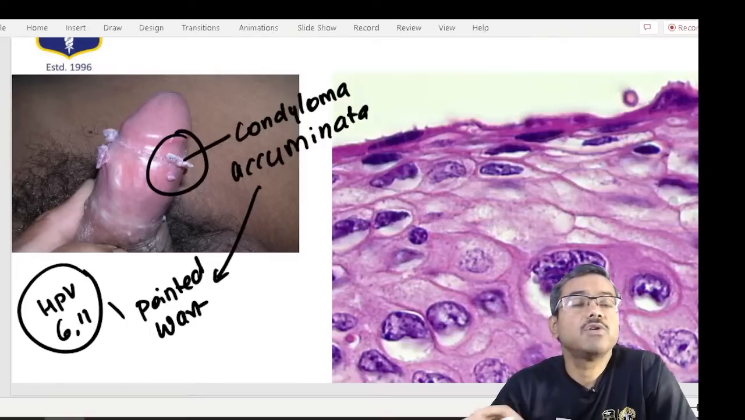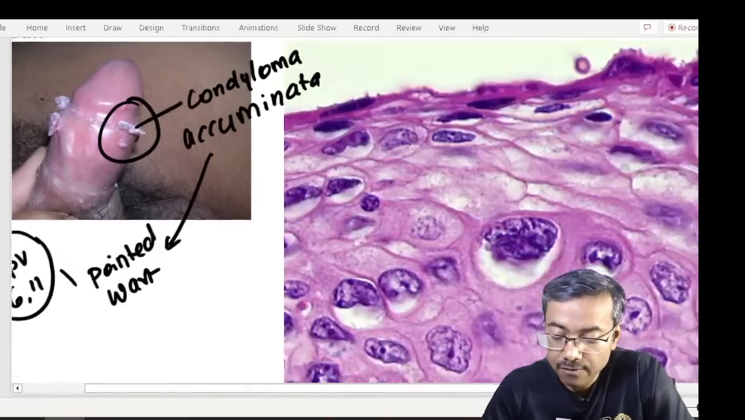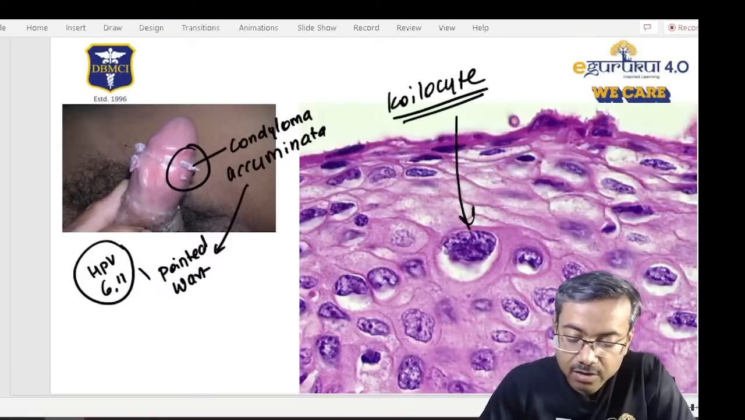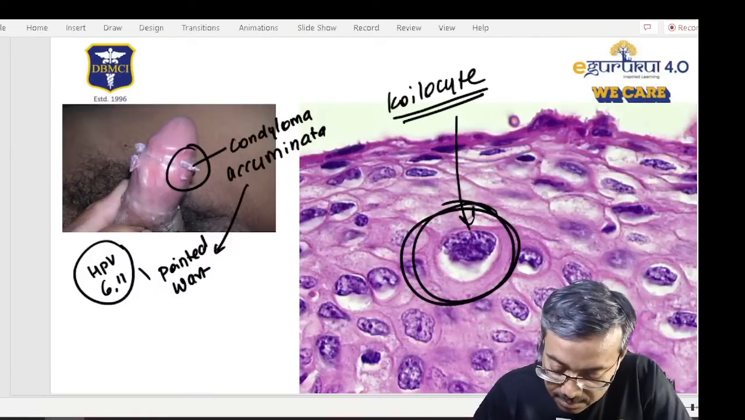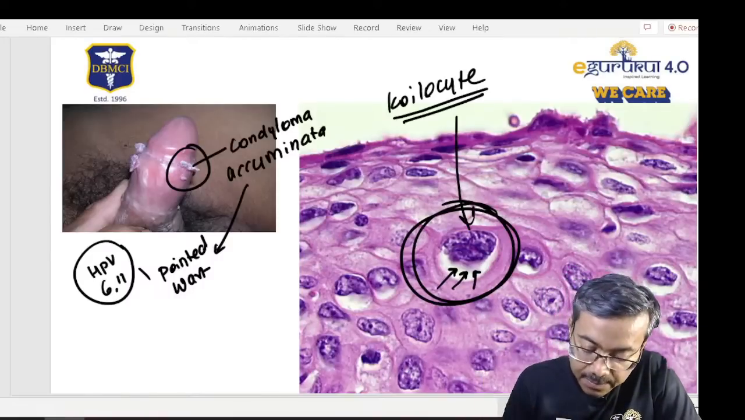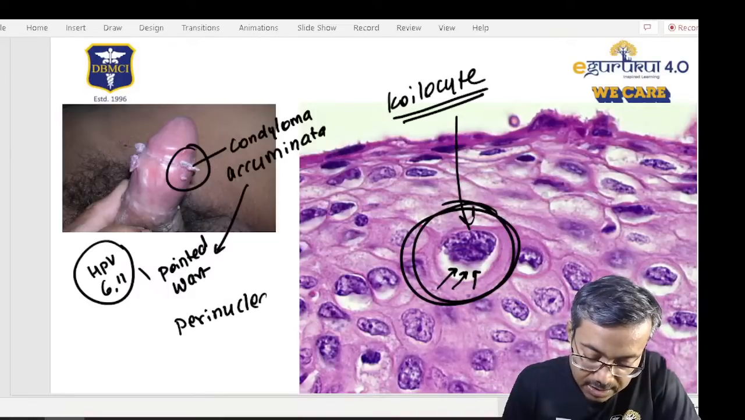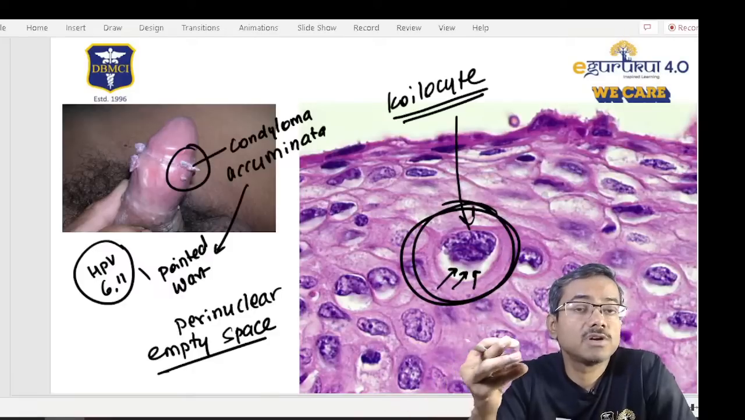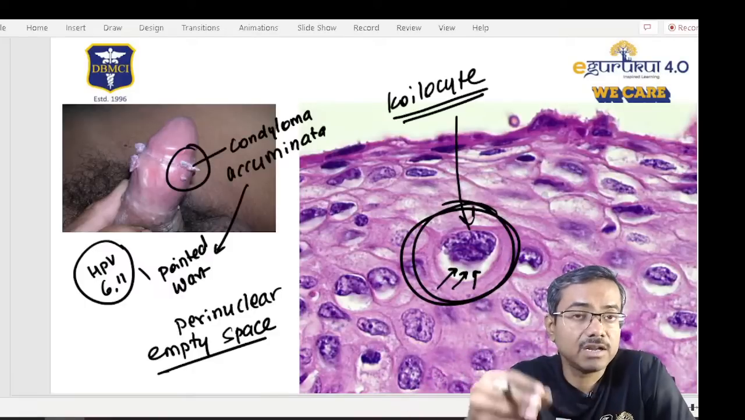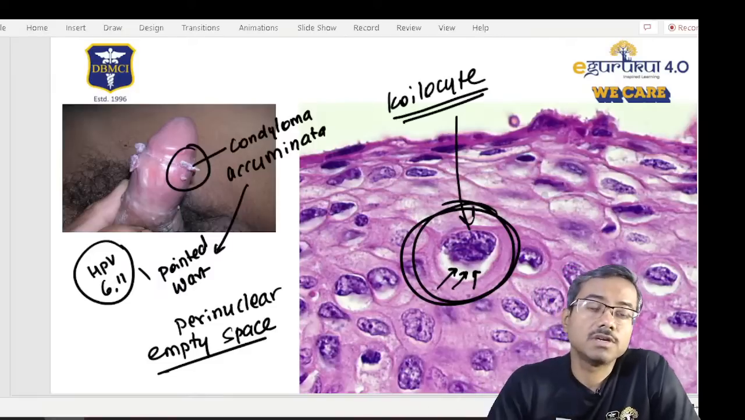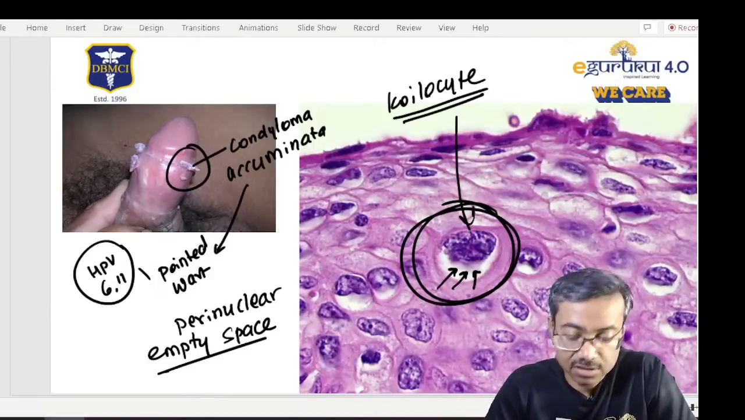So HPV 6 and 11, how do you identify them in histopathology? You have to see what is called a koilocyte. How do you identify a koilocyte? A koilocyte is a keratinocyte, but can you see this empty space around that nucleus? That's called perinuclear empty space, right? That's a sign of an infected keratinocyte. So there are 3 situations here. We spoke about Tzanck cell, which is MNG, multinucleate giant cells. We spoke about koilocytic change. We spoke about Henderson-Paterson body. We also spoke about Donovan bodies, and that's how we identify these situations, right?